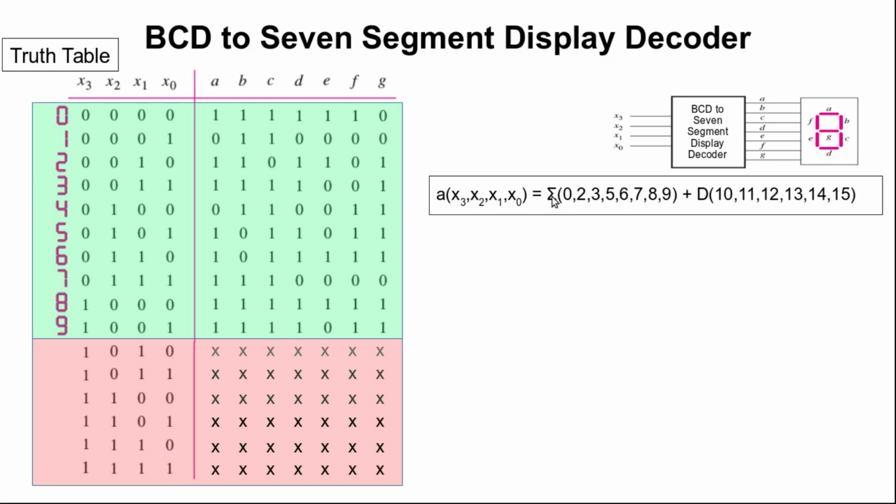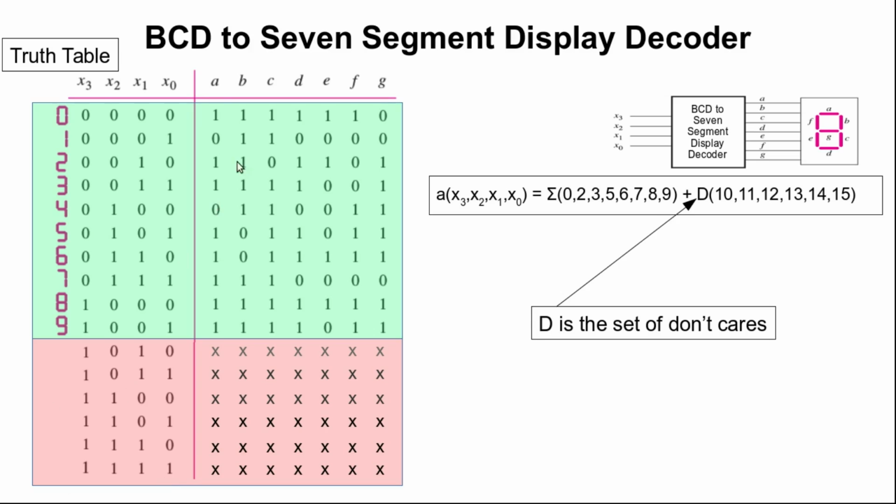And this you already know from one of the earlier classes. But something new is here. Since these 6 are don't care conditions, this is how we represent the don't care conditions. So an incompletely specified function will be represented by the sum of minterms plus the set of don't care minterms. So the D is the set of don't cares. As you can see, 10, 11, 12, 13, 14, 15. These minterms are don't cares as far as the function A is concerned.